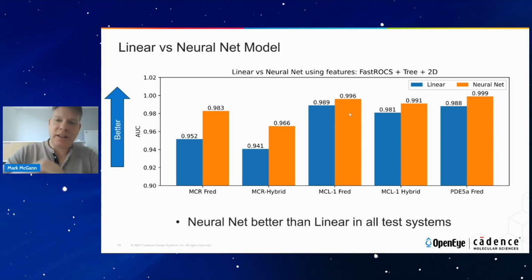And the answer is that the neural net model becomes better in every single test system. It has really good results. Now, this wasn't the case when we initially tested this in the spring. So the release that came out last summer, in the summer of 2023, used a linear model, because when we tried a neural net model, we actually got worse results. But I knew at the time that something funny was going on.